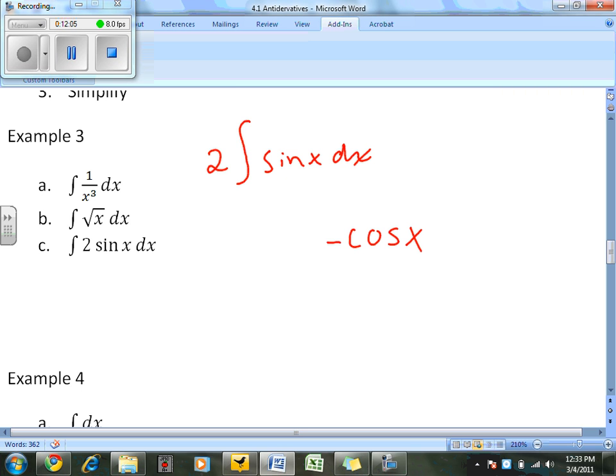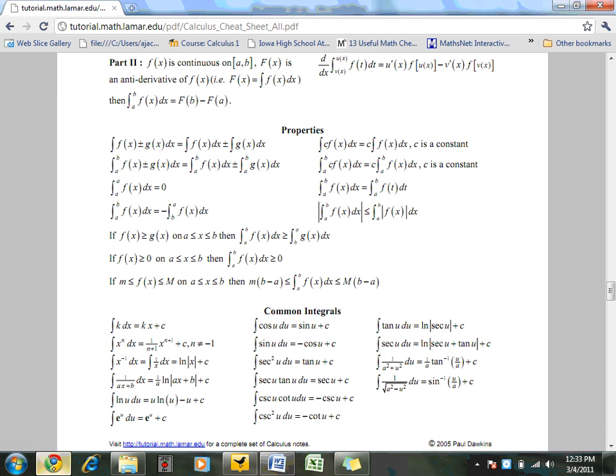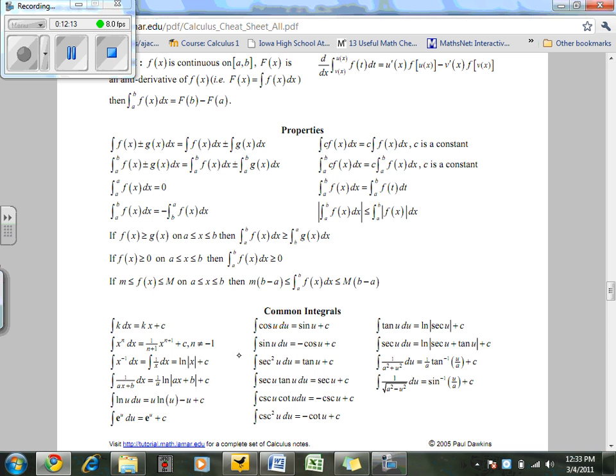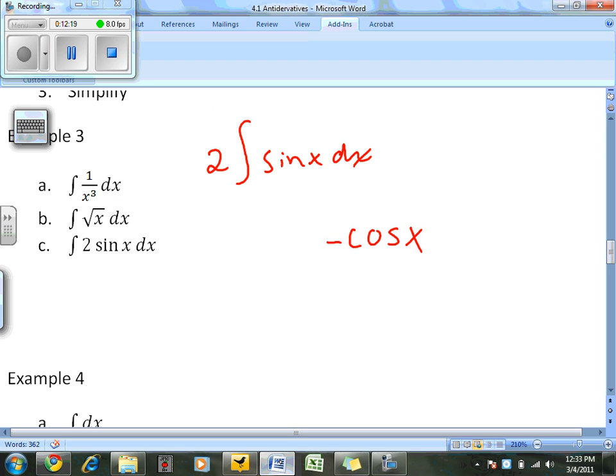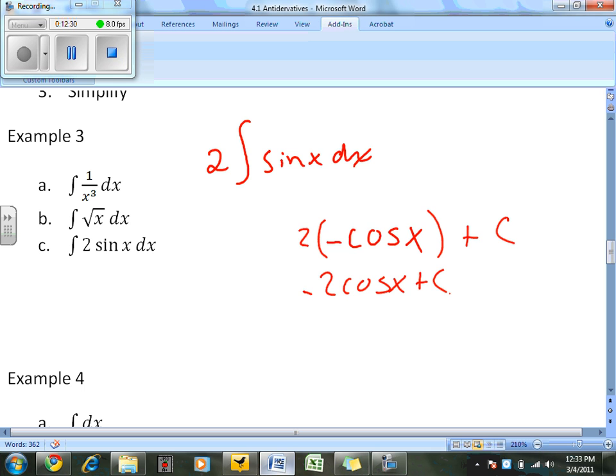And if you're confused by that, you can always go look back at your cheat sheet here, and it says the integral of sine is negative cosine, and the integral of cosine is a positive sine. So that's all there on your cheat sheet for you. All right, and moving back over here to our problem, we still need to multiply by 2 and add our constant. So we have a negative 2 cosine x plus c.